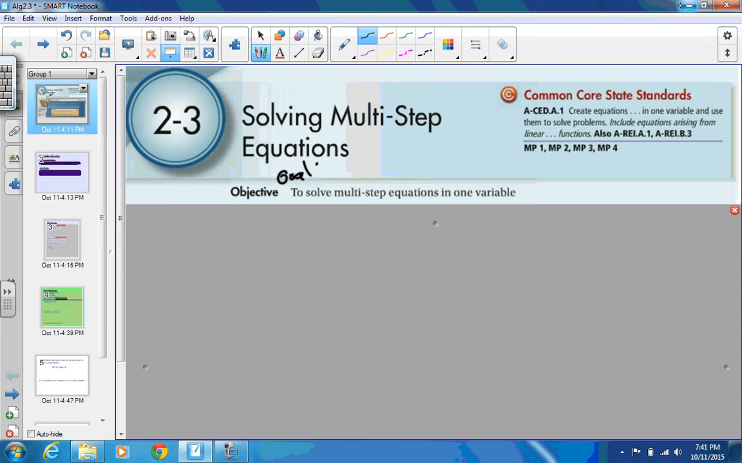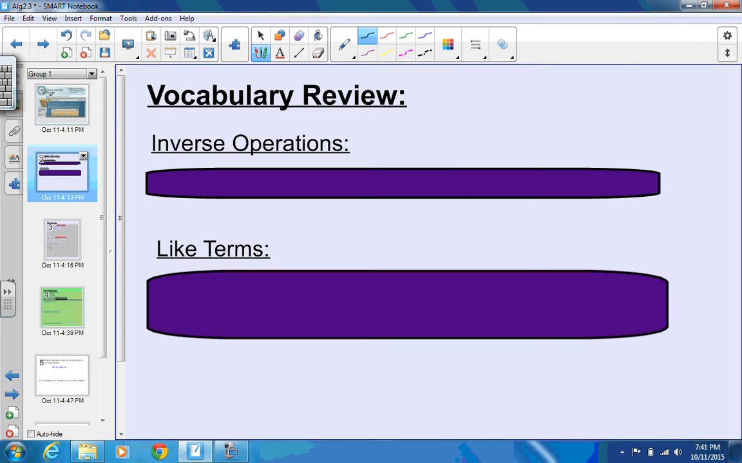Okay? So before we do that, I want to review a little bit of vocabulary and a couple other things that will help us with this section. First of all, the first thing I want to review is the terms inverse operations and like terms. We're going to use both of those today.